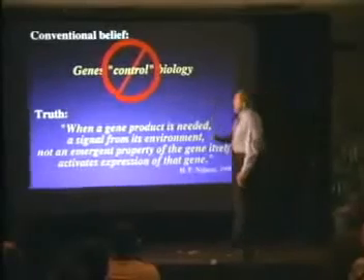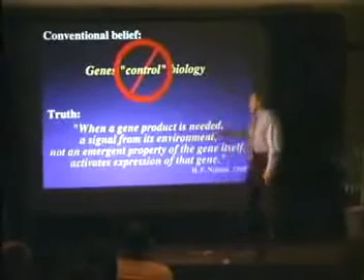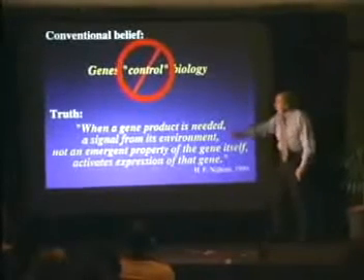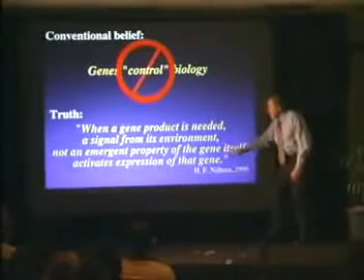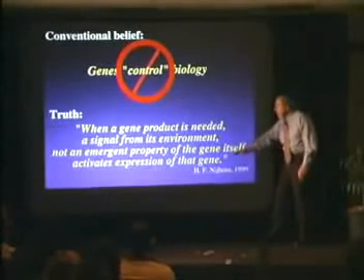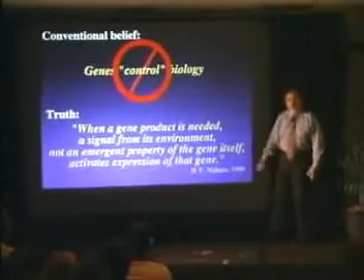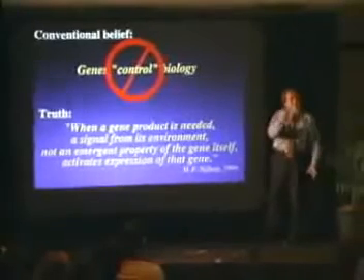to be activated. And why would a gene be activated? To make the proteins for the cell that needs to do the behavior. So the truth statement is this. When a gene product is needed, a signal from its environment, not an emergent property of the gene itself, activates expression of the gene. Well, that's somewhat of a complicated sentence, so let's simplify it.